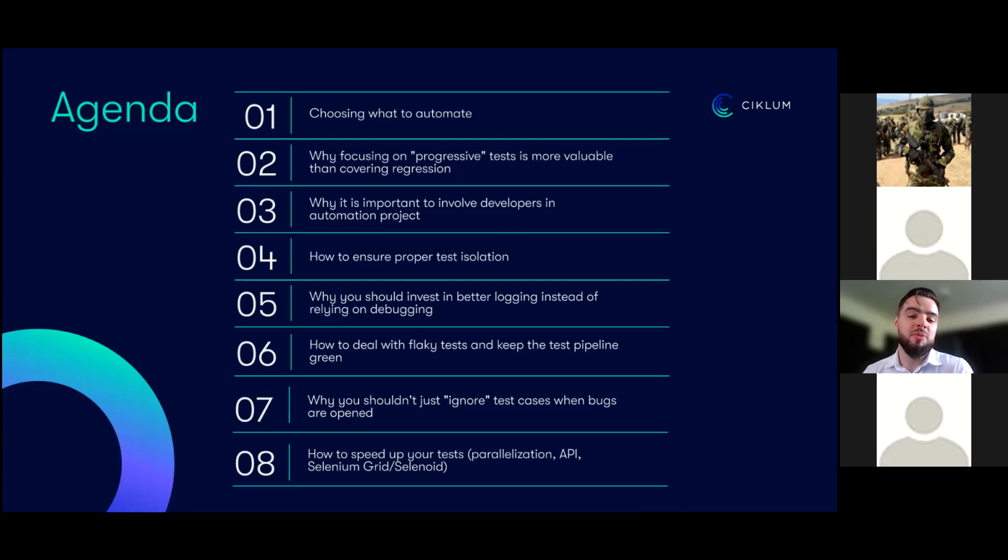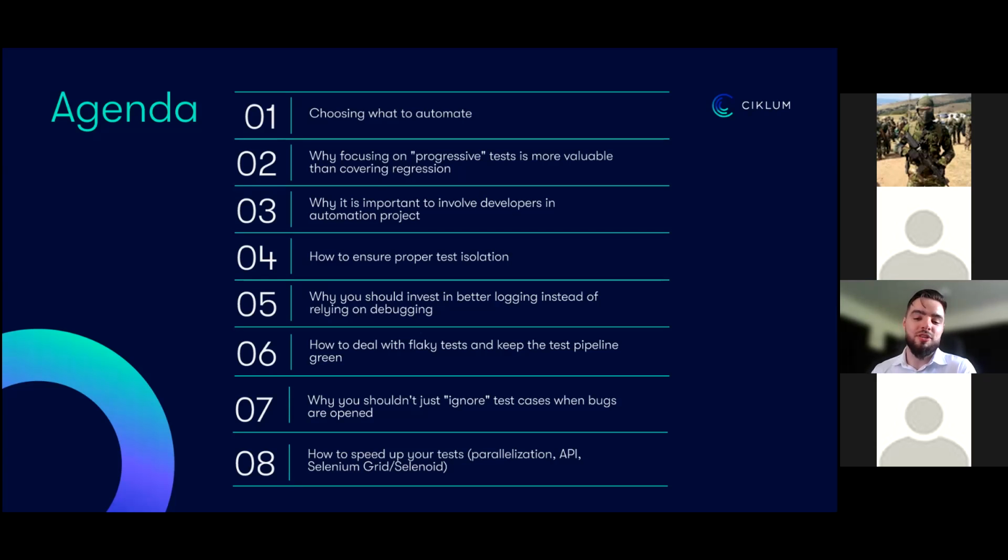Then we're going to talk about why focusing on progressive tests is more valuable than covering regression, which is the classic approach I see in the projects. Also, we're going to discuss why it is important to involve developers in your automation tests, how to make sure that your tests are properly isolated, why you should invest in very good logging for your tests, how to deal with flaky tests and keep the test pipeline always green.